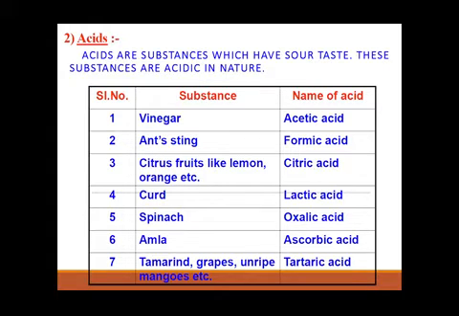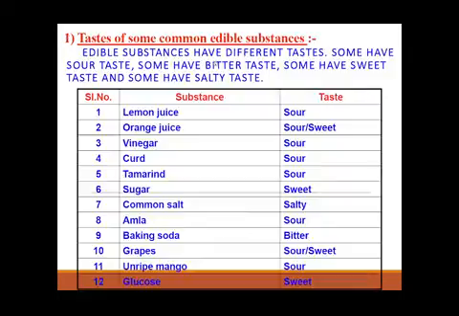Now the second point in this chapter comes about the acids. So what are acids and what is the taste of the acids? Acids are the substances which have sour taste. These substances are acidic in nature. So here is a list of certain substances which are acidic in nature. Here it is lemon juice which is sour in taste, orange juice, vinegar, curd, tamarind and so on, just like the first slide we have studied.